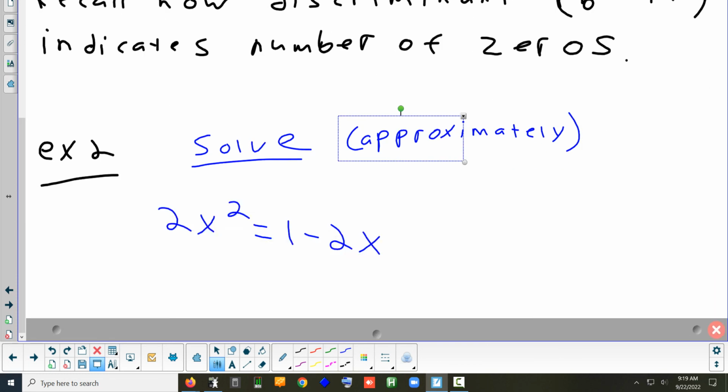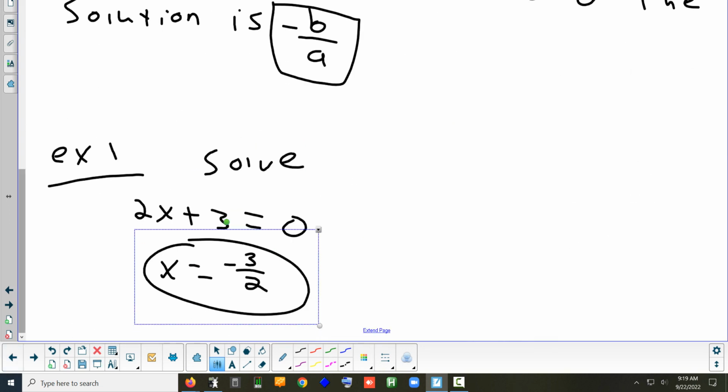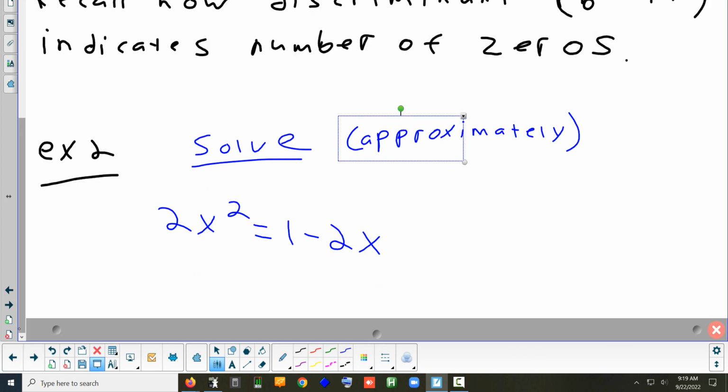So let's try this one. And I want to do this the same way we did the last problem. The last problem was set equal to 0 when we went to solve. So let's do that here.